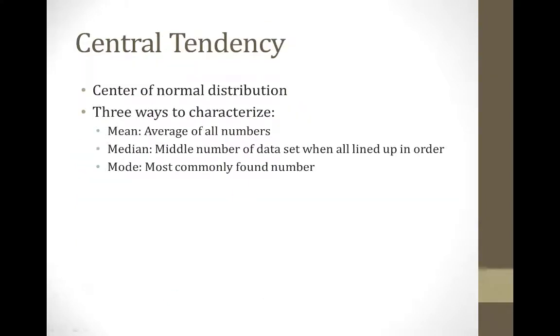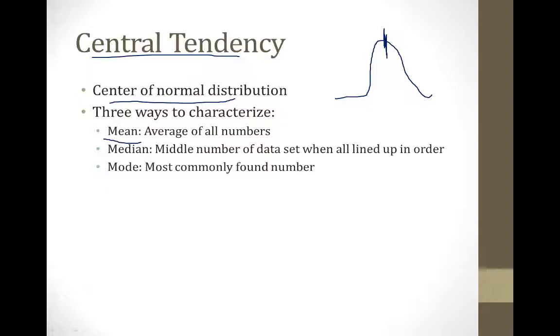So the first characterization of that normal distribution I want to talk about are measures of central tendency. You notice that the curve looked something like this, and it tended to collect around a central number, and we call that a central tendency. This is the center of a normal distribution. And there are three ways to characterize that central tendency of the distribution.